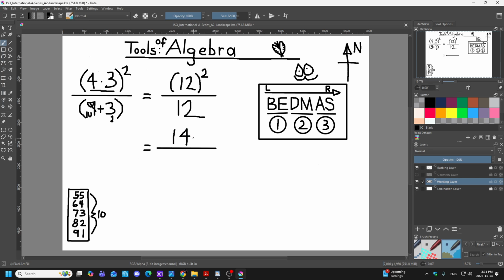144 divided by 12. Now we already know the answer, right? Because we just did it mathematically. We know that 12 times 12 equals 144.